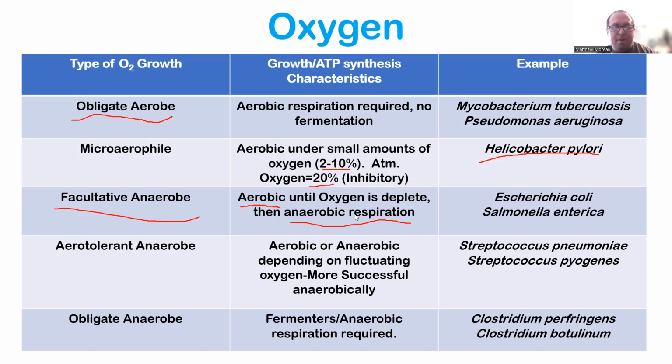Then there are aerotolerant anaerobes. These are typically bacteria that grow more successfully anaerobically. They usually are defined by their ability to either ferment or anaerobically respire, depending on what's available to them and their gene setup.